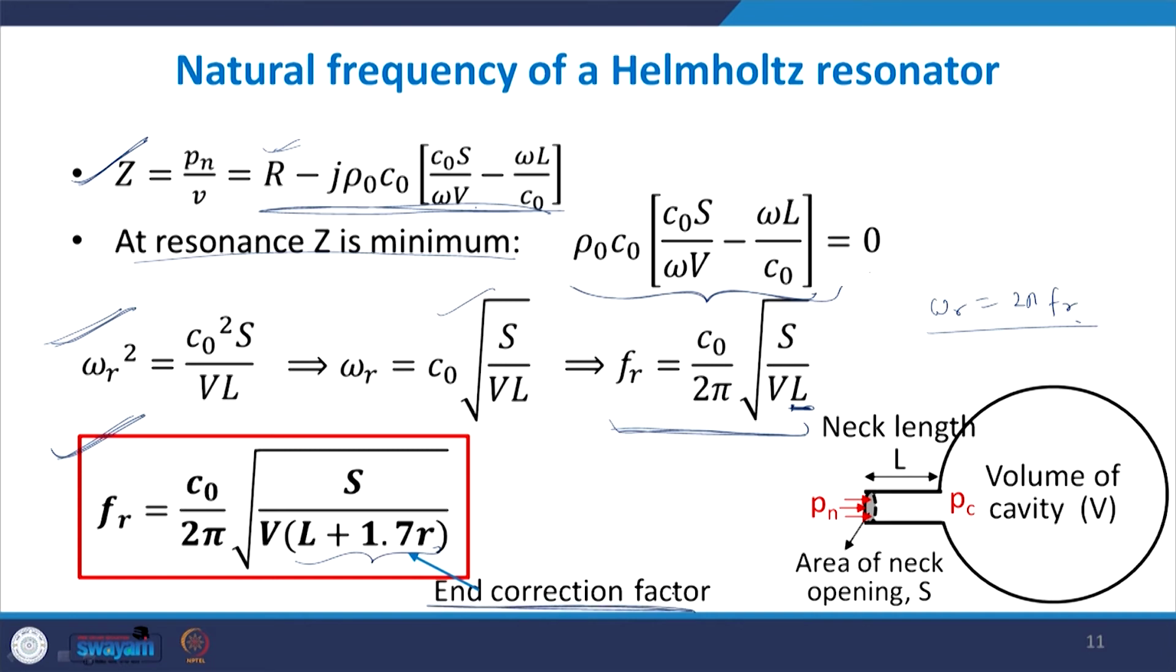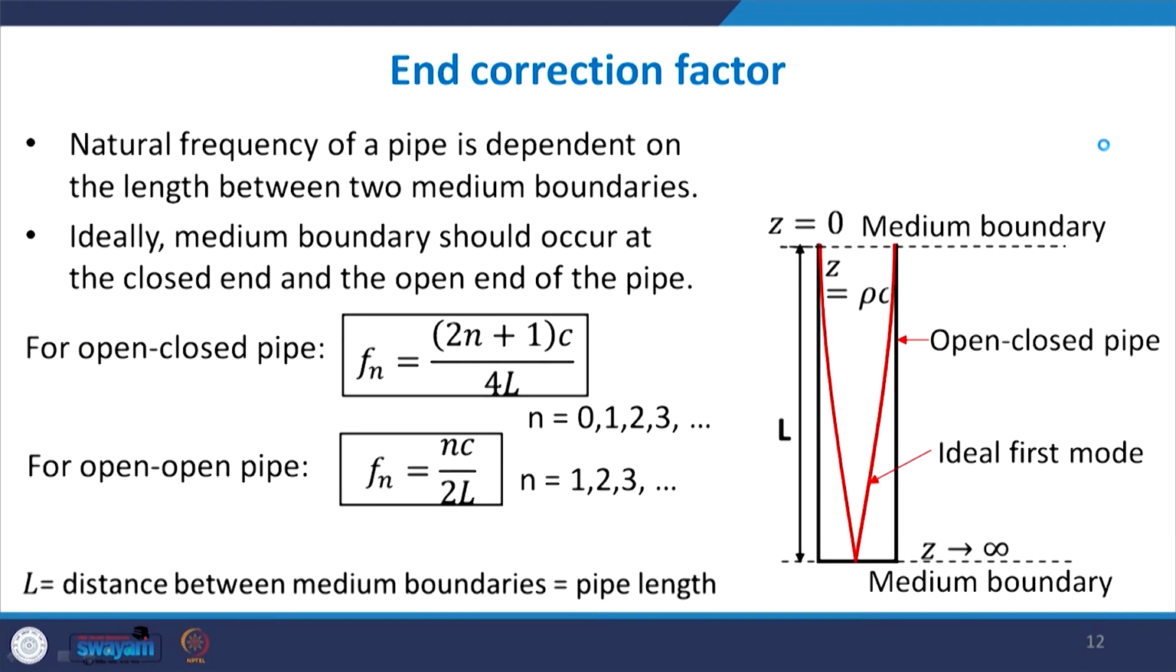So, I will briefly explain to you why we add an end correction factor. Let us say, what is this neck? This neck is like an open pipe. So, it is like a pipe with both ends open, no end is closed, so that is a neck.